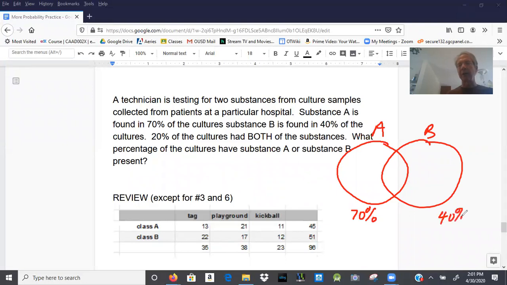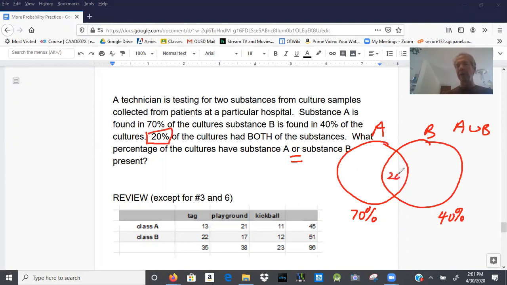So if I ask you how many of the cultures have A or B, one or the other or both, I need to know what the union of these two sets is. I need to know what A or B is. The problem is, I don't know what's in the middle here. I don't know if there's 10 in the middle or 20 in the middle or 30 in the middle, except I do, because it's in the problem. If I didn't have this number, I couldn't do this.